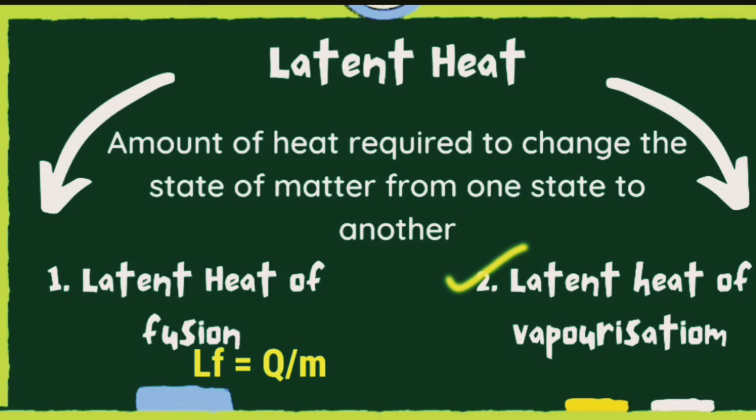It is the amount of heat required to convert the liquid state of a substance into gaseous or vapor state. Here also Q is directly proportional to m, and latent heat of vaporization is denoted by Lv and its SI unit is also joule per kg.